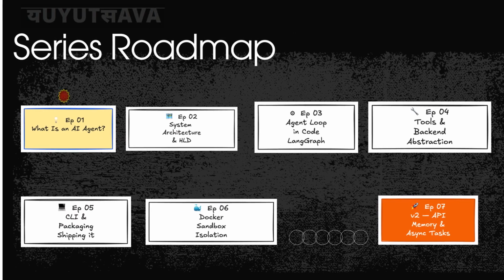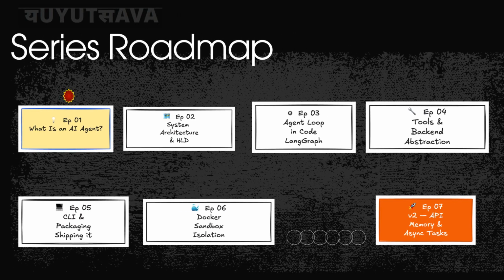Here is what this series will cover. Episode 1 is what you are watching right now, the concept of an agent and the high-level map of what we are building. Episode 2 goes into the full system architecture and high-level design, every component, every data flow, drawn out in detail. Episode 3 is where we open the code for the first time. We will look at the agent loop as it is actually implemented in LangGraph, the state machine, the nodes, the decision edges.